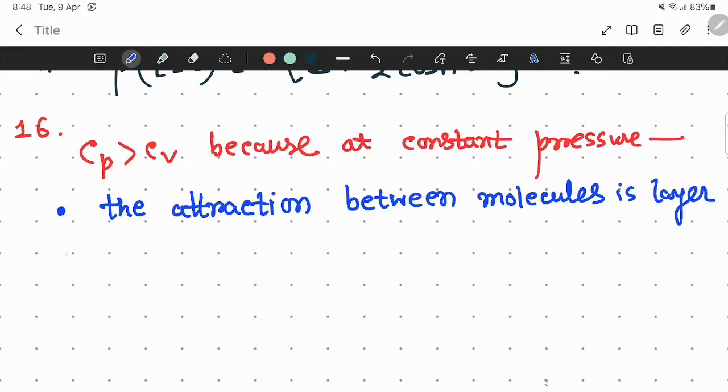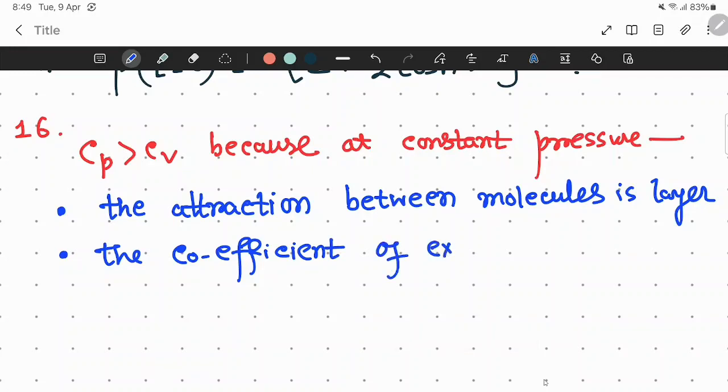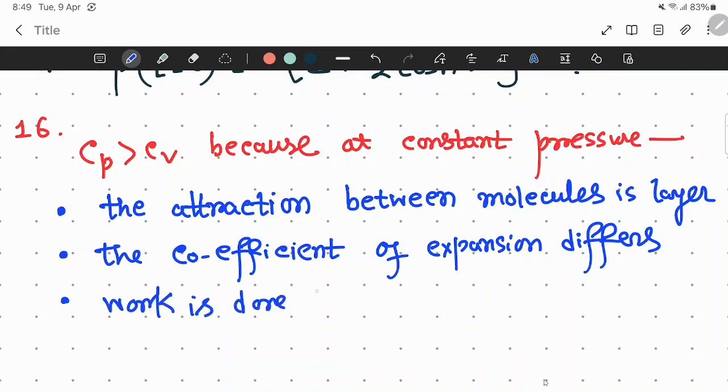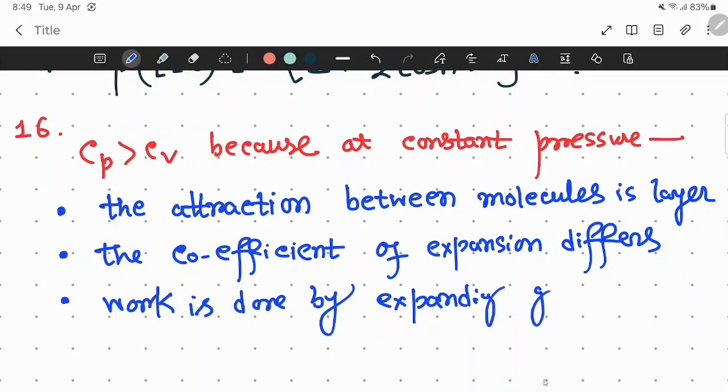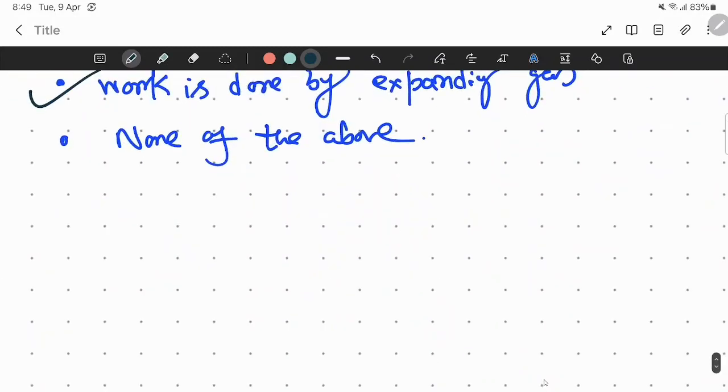Second, the coefficient of expansion differs. Third, work is done by expanding the gas. The fourth is none of the above. So it is clear this should be the correct option, because we know the C.